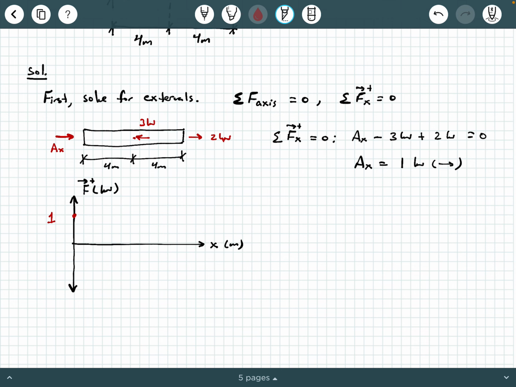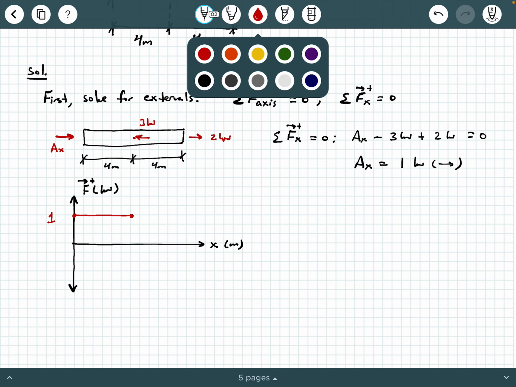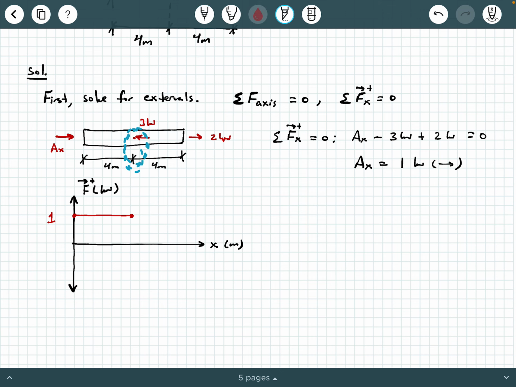Now we got to ask ourselves, what's happening between x equals 0 and x equals 4? Well, nothing. Nothing is changing between x equals 0 and x equals 4, which means that our diagram is going to stay constant until we get to x equals 4. Now, what happens when we get to x equals 4? We encounter 3 kilonewtons pointing to the left. So watch what I'm going to say here. I'm going to say the change in force at x equals 4 meters is going to be negative 3 kilonewtons, okay? Think about that.